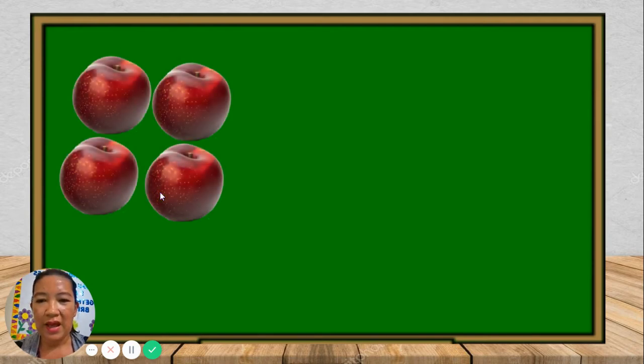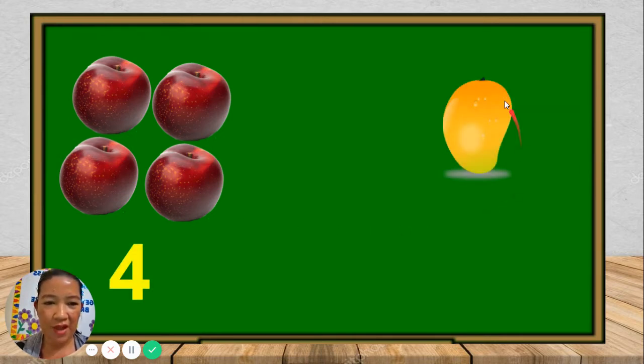Good work, everybody. Now let's try to do this. I have here plums. Okay, let's count the plums. Ready? 1, 2, 3, and 4. So we've got 4 plums. What about the next object? I have here the mango. Ready? How many mangoes do we have here? It is only 1.